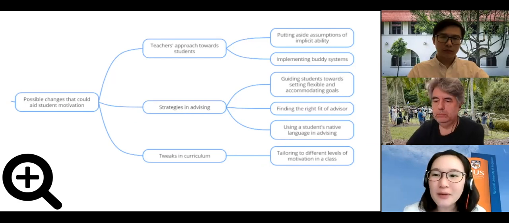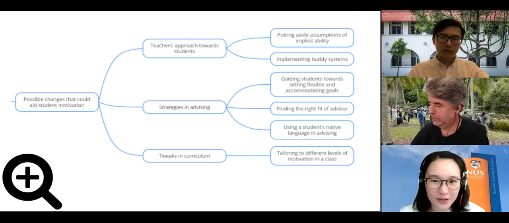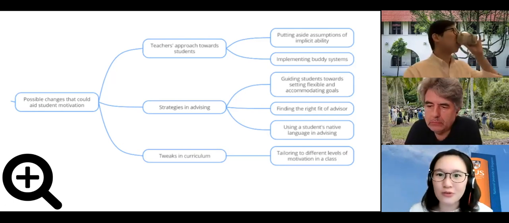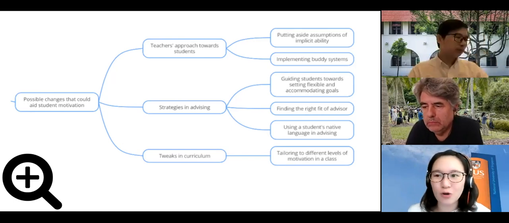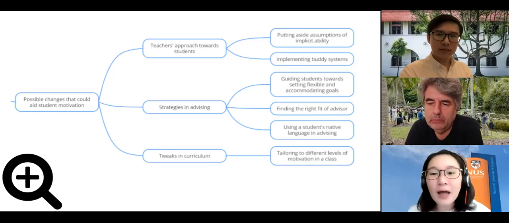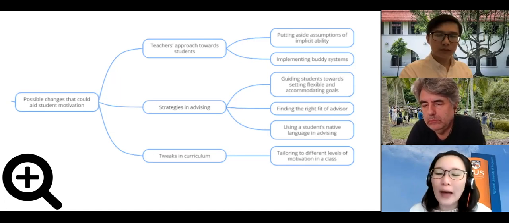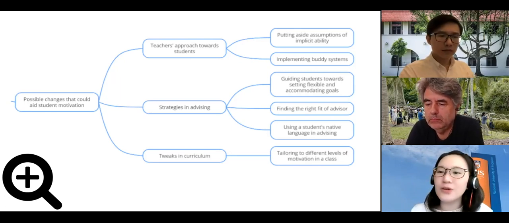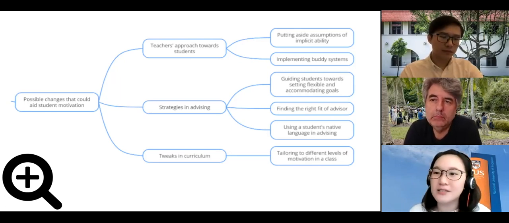Now, under implementing buddy systems, that's the second point under approach towards students. It's very often when we find issues in the classroom or with students, we as teachers want to solve it for the students, but sometimes getting other peers to help is even more powerful, because students see, hey, there's someone who is like me, who is able to overcome it and is able to do it.